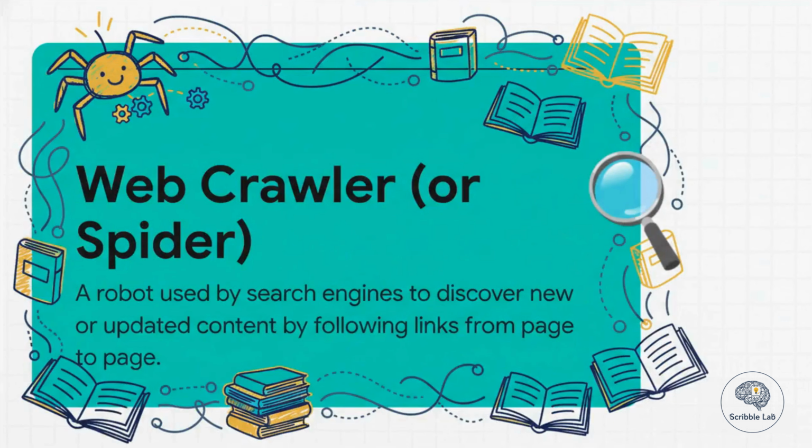And at the very heart of that system is the web crawler, or as it's sometimes called, a spider. The best way to think about it is like a super fast, tireless digital librarian. It starts with a list of pages, reads them, and then follows every single link it finds to discover new pages, just endlessly expanding its catalog of the web.